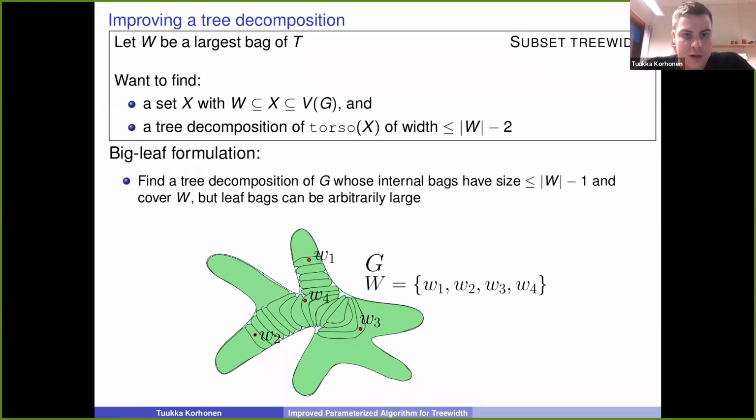Another formulation of this subset treewidth is that we want to find a tree decomposition of the whole graph so that the internal bags have size at most W-1. So the width of the internal bags is like W-2, and they cover this W. But these leaf bags can be arbitrarily large. So you can think of this as putting these hanging connected components into just some large leaf bags. This is what we call the big leaf formulation of this, which is sometimes very useful for getting some intuition. It depends on the setting which formulation is more useful for intuition.